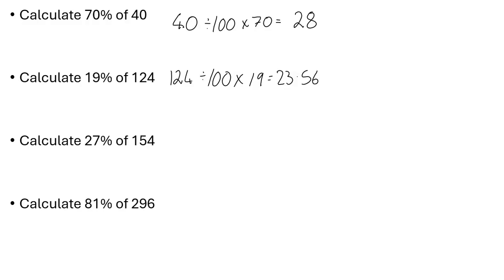The next one, calculate 27% of 154. Same idea, 154 divided by 100. There's my splitting it into the 100 parts. And then I'm going to times it by 27 to take 27 of them. What that ends up giving me is 41.58.